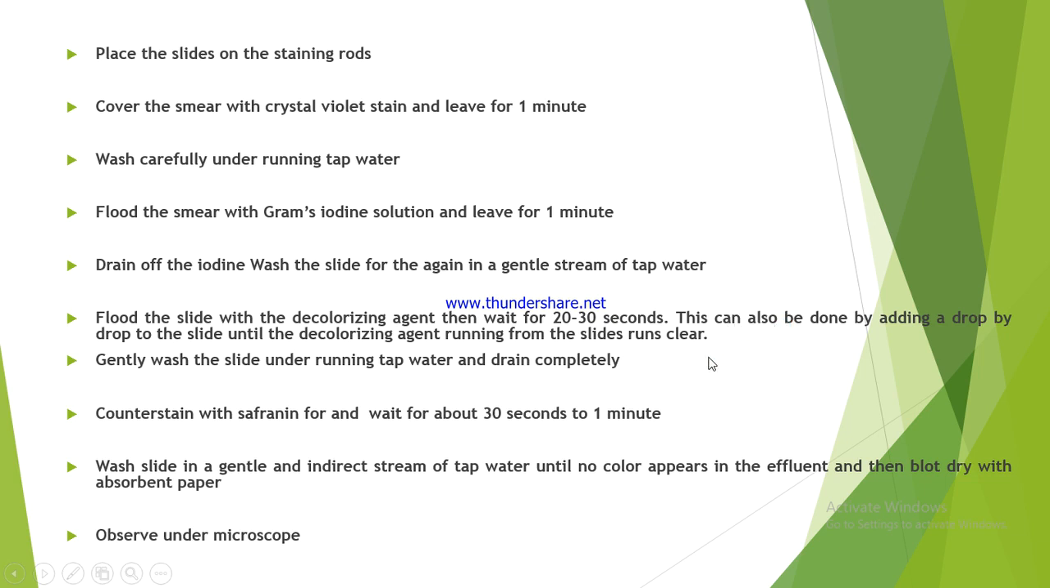Then lastly add the safranin. After addition of safranin, leave it for 1 minute. Lastly, wash the surface of the slide with the help of water. Dry it with the help of blotting paper. After it gets completely dried, use the slide and see the microorganisms which are present in the smear, which get stained by the different types of dye.